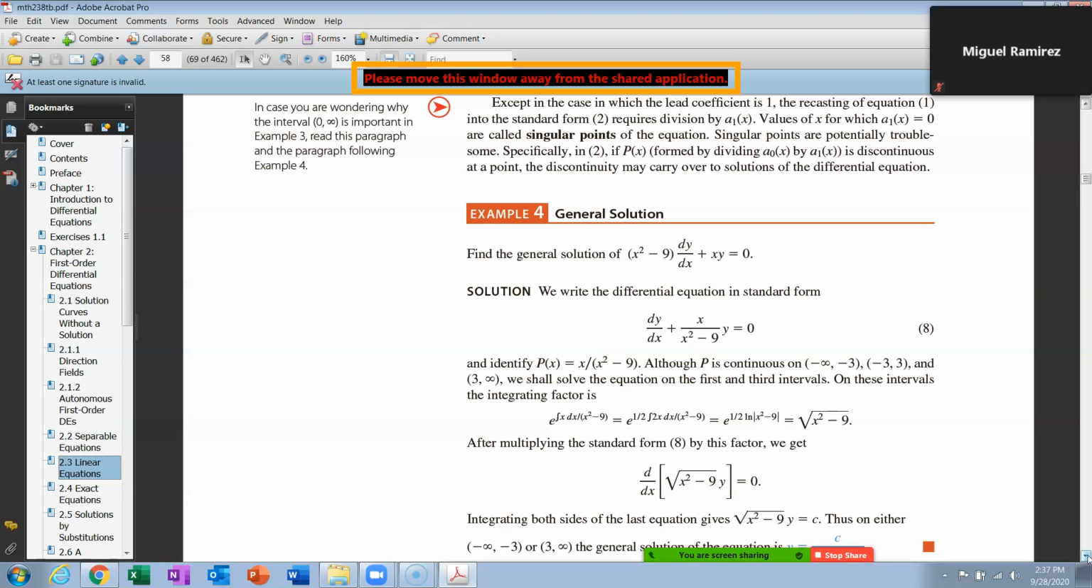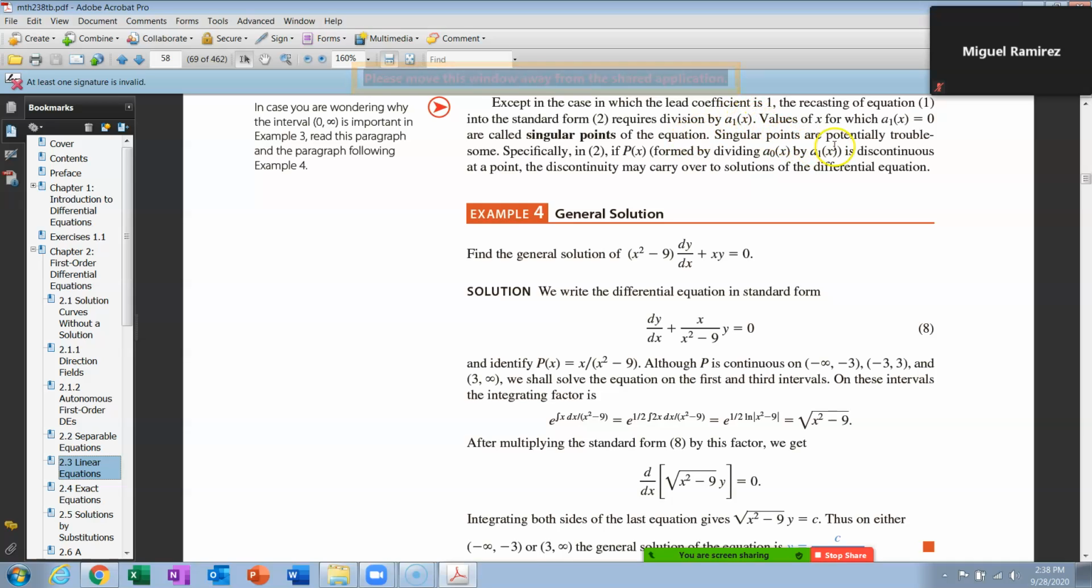The general case has some other function there. Except in the case where the lead coefficient is 1, that's the standard form. The recasting of equation 1 into equation 2, from the general form to the standard form, requires division by a1 of x, and that's what I just took you back to show you. The values of x for which a1 of x is equal to 0 are then called singular points of the equation, because you have to get there in order to solve it the way we've been doing it, but by doing that you're introducing these singular points.